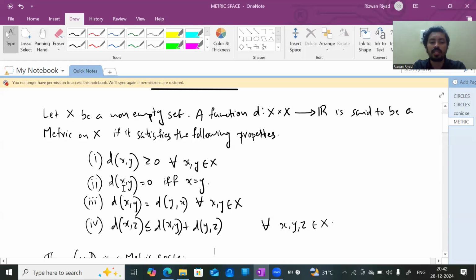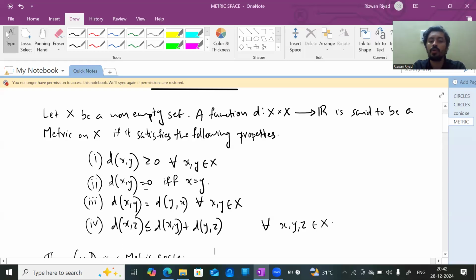Then what about the second condition? The second one: d of x,y equals 0 if and only if x equals y. d of x,y is greater than or equal to 0 from the first condition, so according to that condition it can be equal to 0 also. Greater than or equal to 0 means two possibilities: one greater than 0, another equal to 0. So equal to 0 can also happen. That's what you can see in this second case.